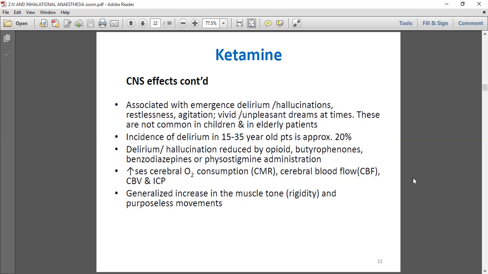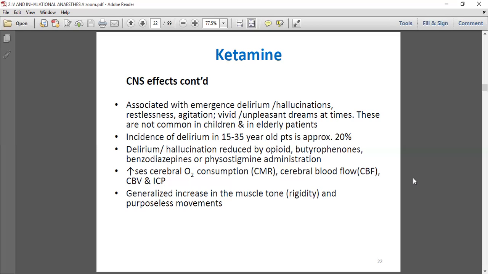Then it also increases cerebral oxygen consumption. Or rather, it increases cerebral metabolic rate, that's what I think, and the cerebral blood flow. If you have increased metabolism, you have increased oxygen consumption.